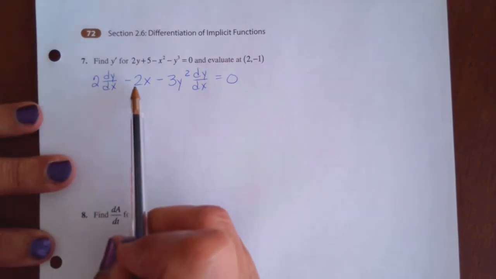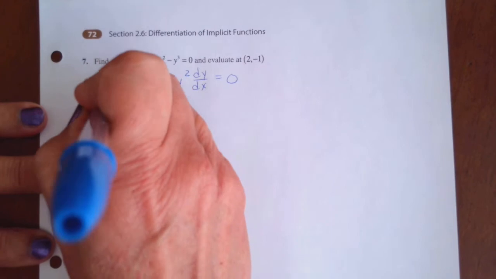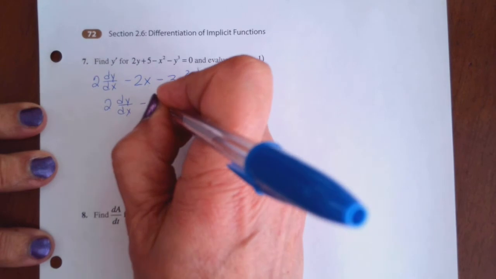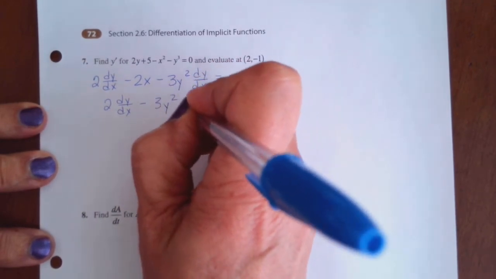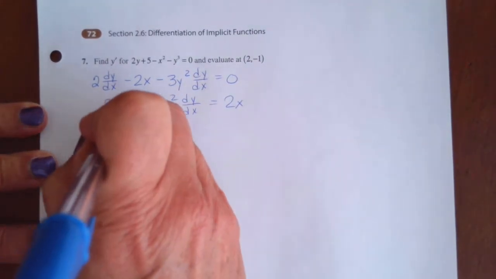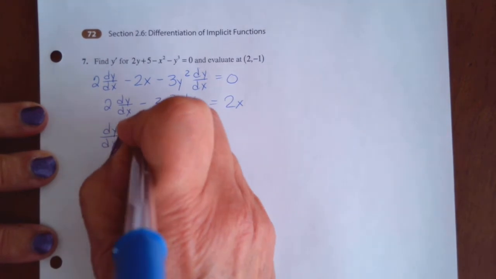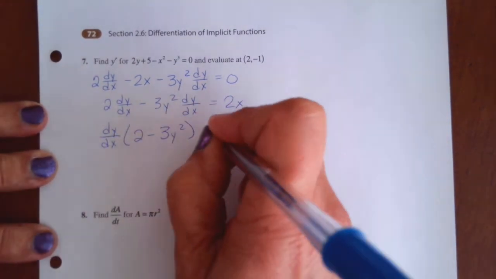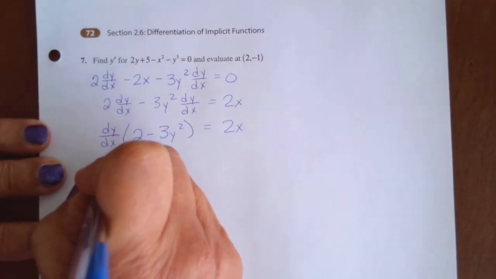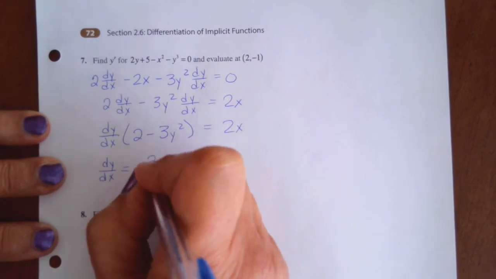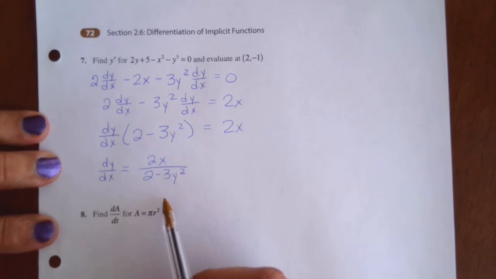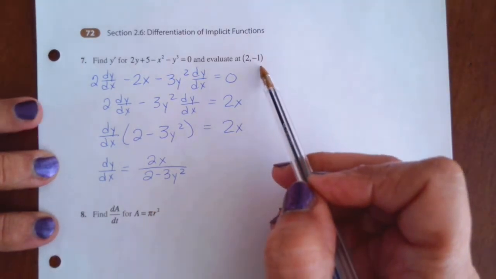All right, so I only have one term that doesn't have dy/dx, so I'm going to move it over to the other side. So I end up with 2 dy/dx minus 3y squared dy/dx equals 2x. And then I'm going to factor out the dy/dx. So that gives me (2 minus 3y squared) dy/dx equals 2x. And then I'm going to divide both sides by that to solve for dy/dx. So I get 2x over 2 minus 3y squared. So there's your derivative.